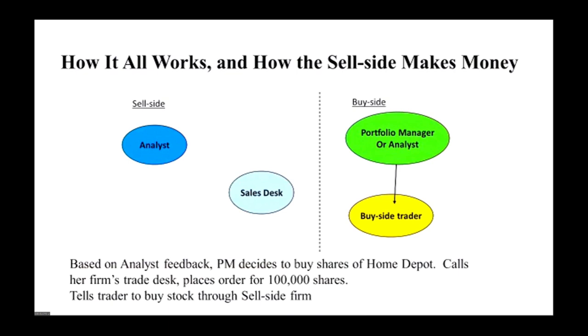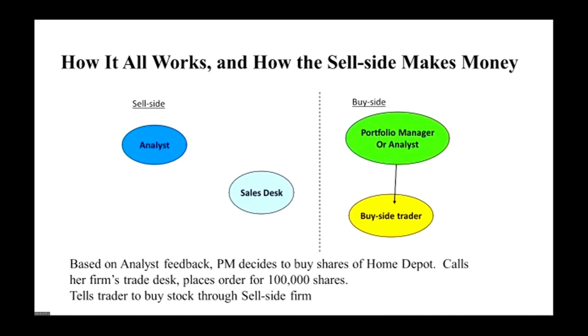Now, based on the analyst's feedback, the portfolio manager decides to buy. You see how it goes? The analyst is doing the work on the sell side. He's gotten this lead. He calls the sales desk. The sales desk calls the portfolio manager, who has all the money to invest. The portfolio manager calls back the analyst, explain more what you gave to the sales desk. What are you doing? Blah, blah, blah. Then they place an order for 100,000 shares. They'll tell the trader to buy the stock. So you see how it works.